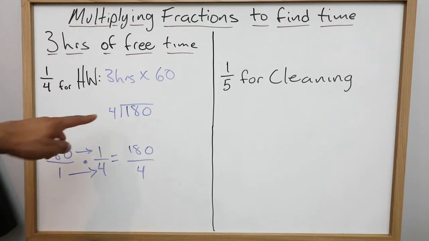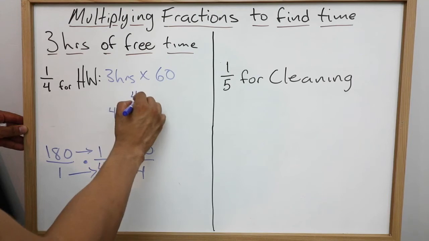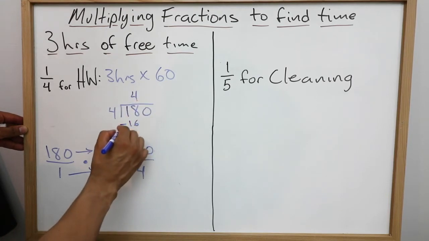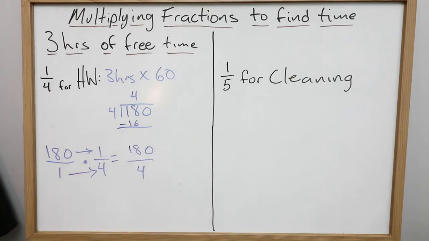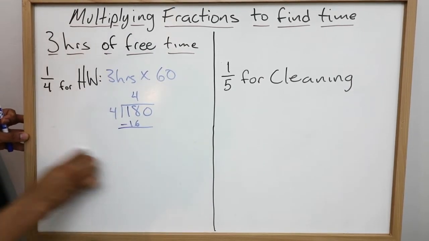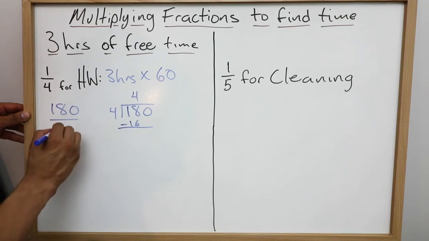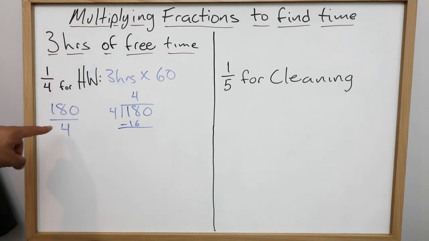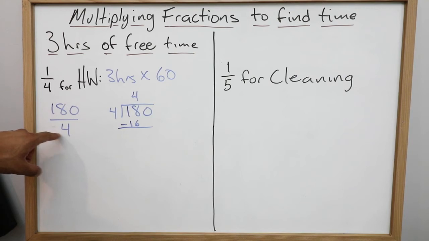Okay, so 4 goes into 18 4 times. I will erase this right here too. So I'm rewriting this to go over something that I forgot to mention, and that's that the 180 goes inside and the 4, or the denominator, goes outside. Okay, don't forget that. Very important.